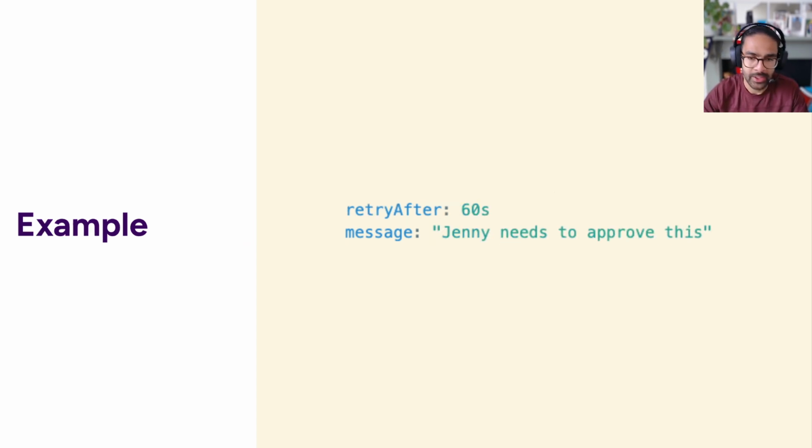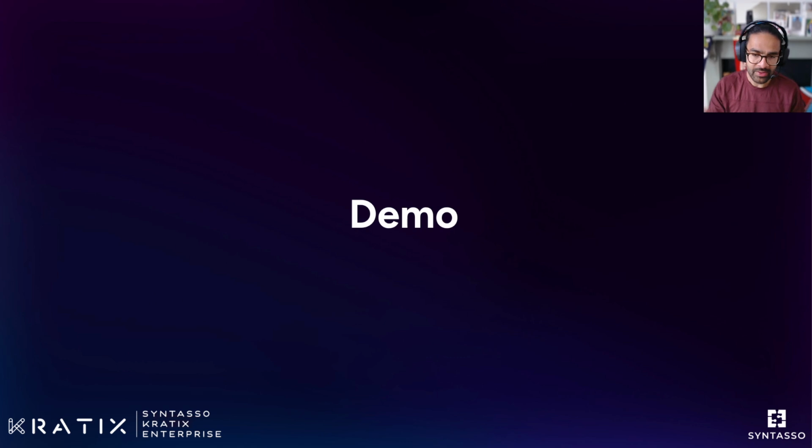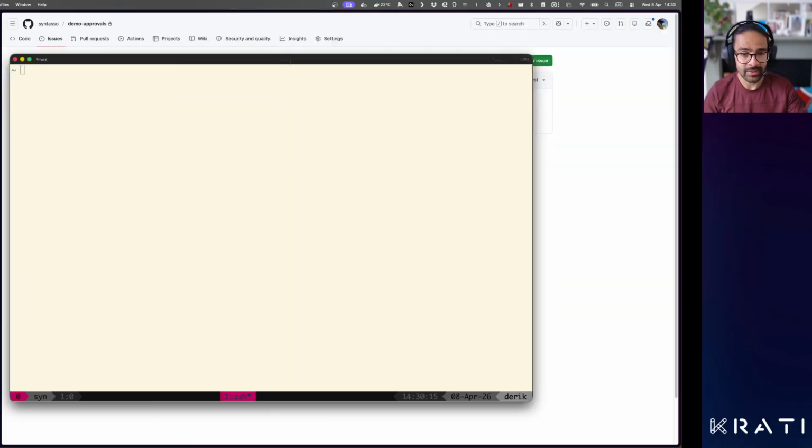So for example, in our particular approval request, you can say, hey, try again in 60 seconds. And the message can be something like, Jenny needs to approve this. So now our user knows, okay, this is going to try again in 60 seconds, and he knows the reason why. So let's take a look at what that looks like in practice.